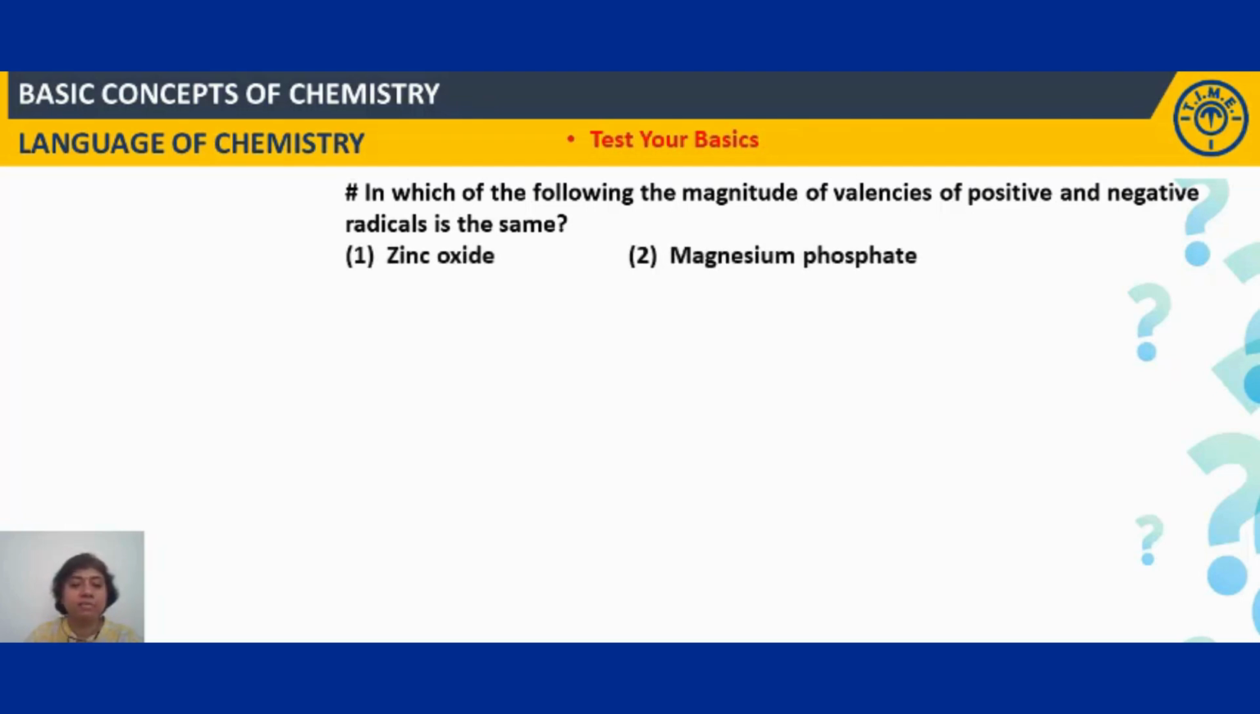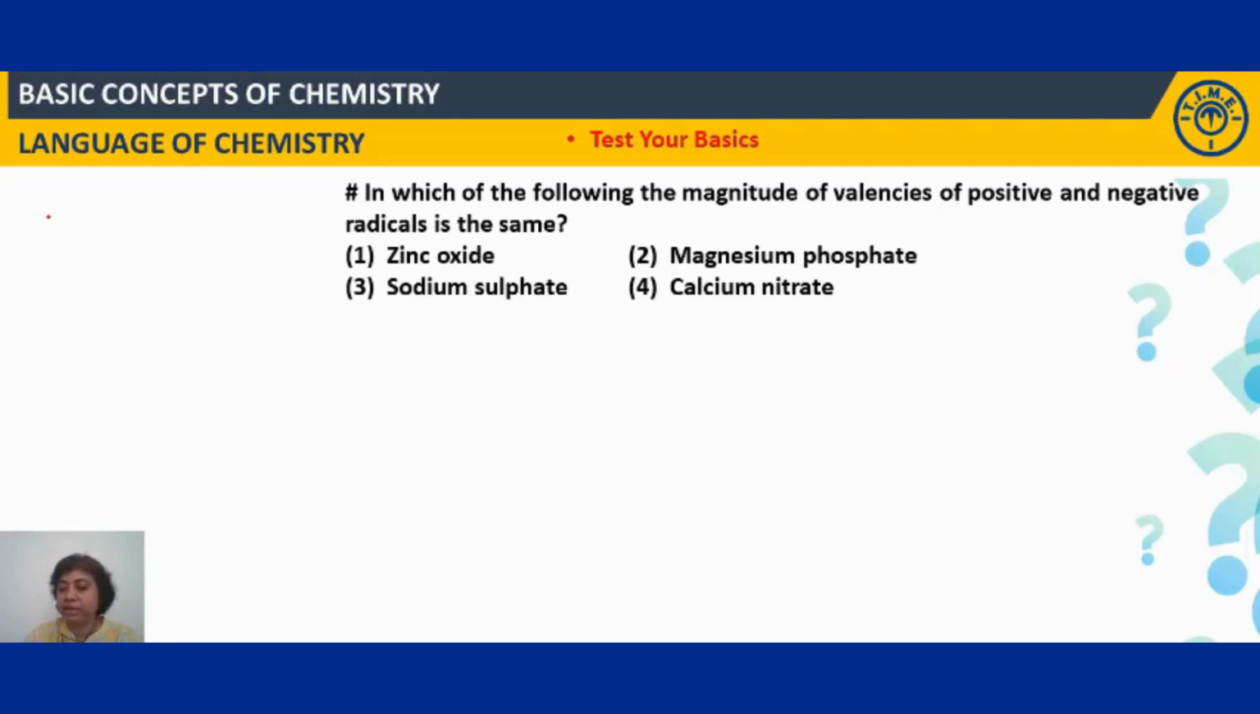Zinc oxide, magnesium phosphate, sodium sulfate and calcium nitrate. So what do I have to do first? You must be ready with your answer. You have to write the formula. Good. So let us write the formula of each option.